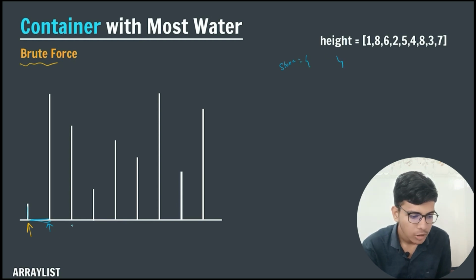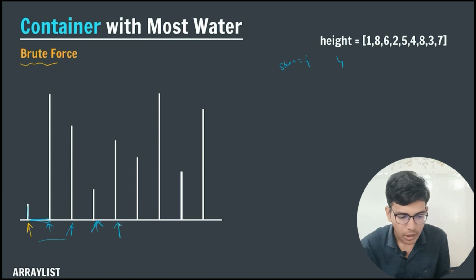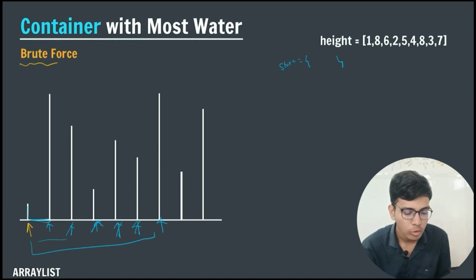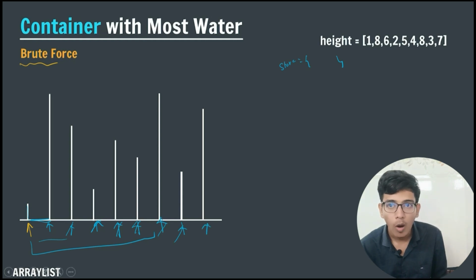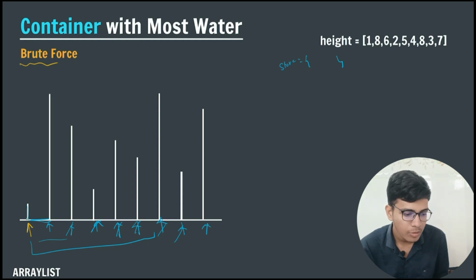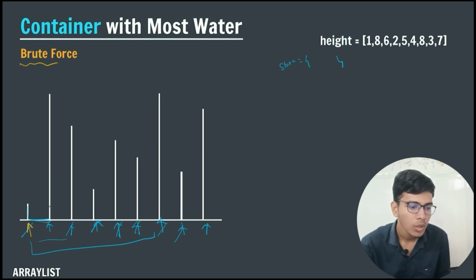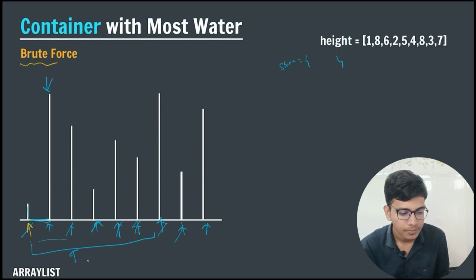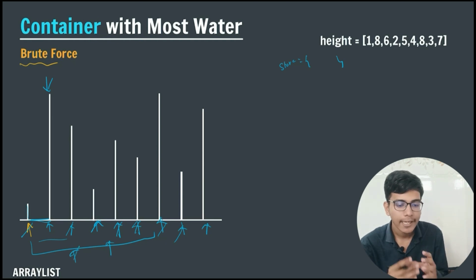After that I will calculate the container area between these 2 pointers. After that I will calculate for this, and similarly for this, and after that for this. Like this I will calculate the area between these 2 pointers. This thing will go on, and after calculating all the way up to the end, I will change my initial iterator and do my next iterator like this, and the iterative approach will go on.